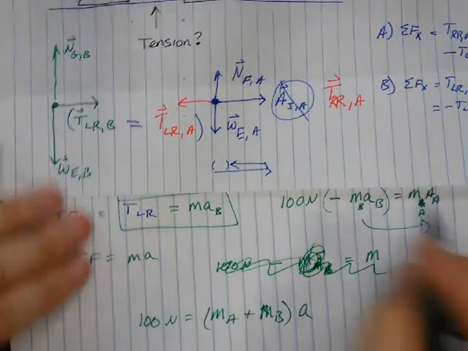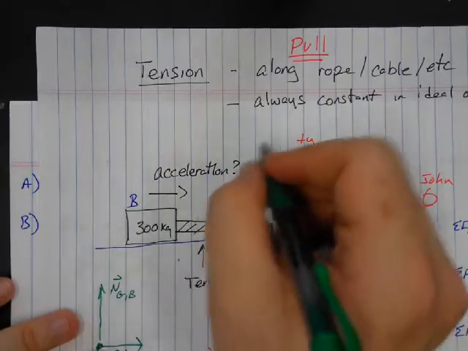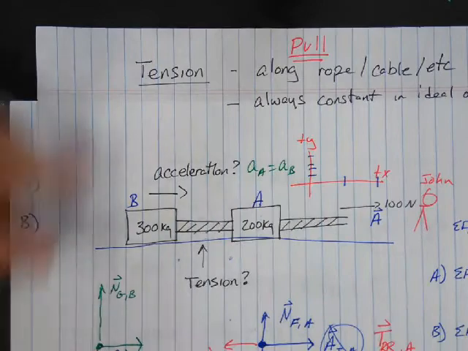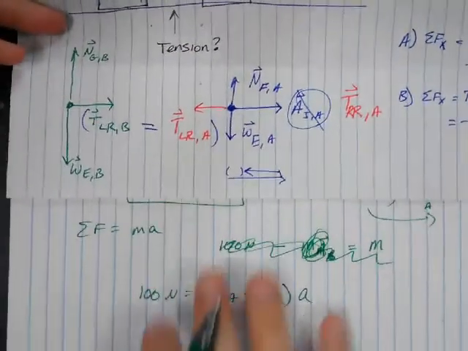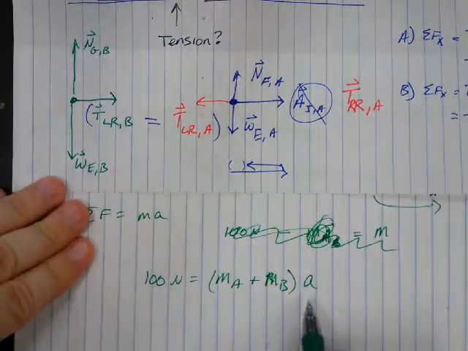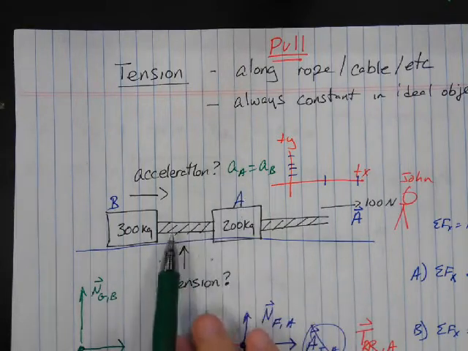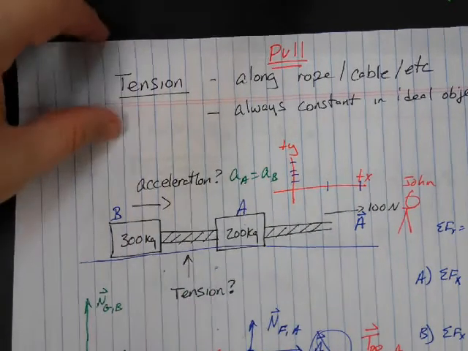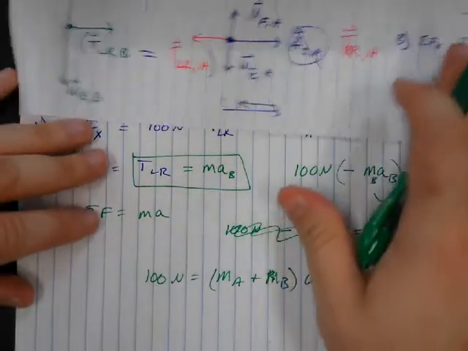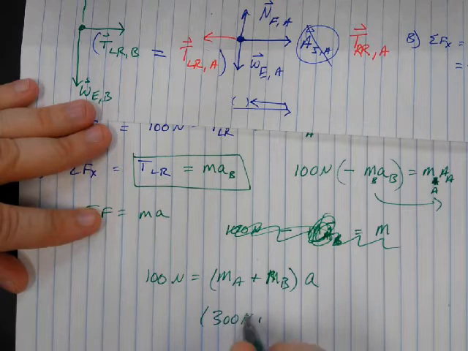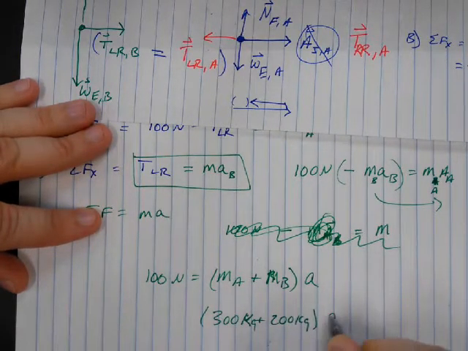Because, well, these things are physically joined together. The acceleration of A is the acceleration of B. So the things are joined together. There's just one acceleration. That's kind of a subtle thing, is if these things were not connected, they could have different accelerations, but they're physically stuck together. So that means we can go through and say, hey, well, this is 300 kilograms plus 200 kilograms times A.